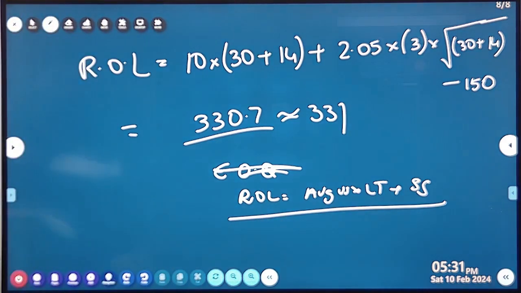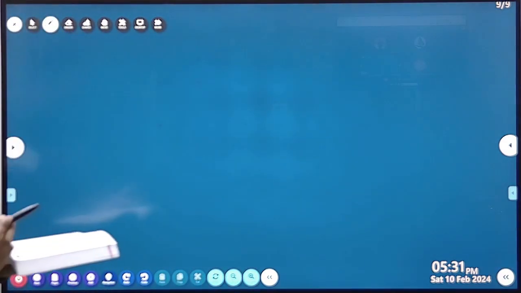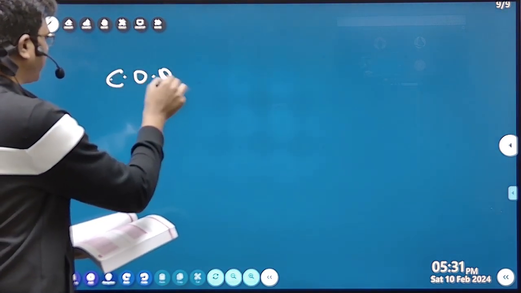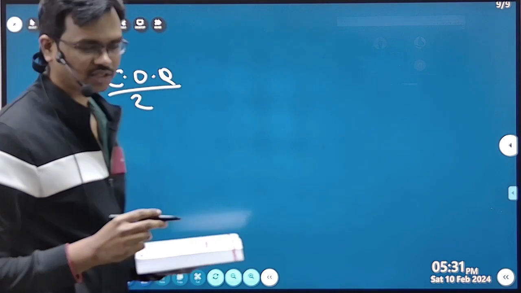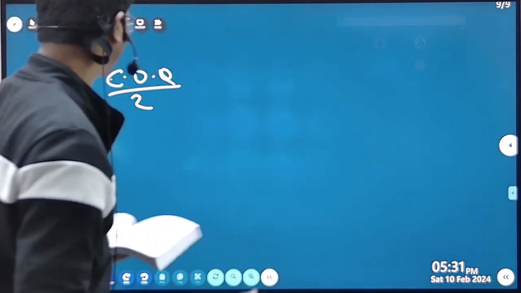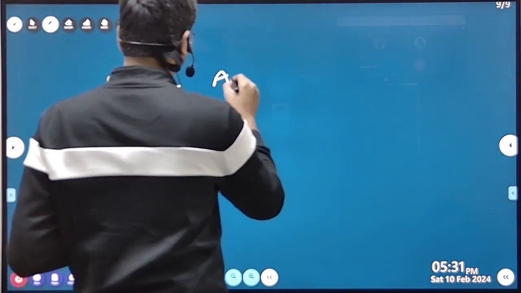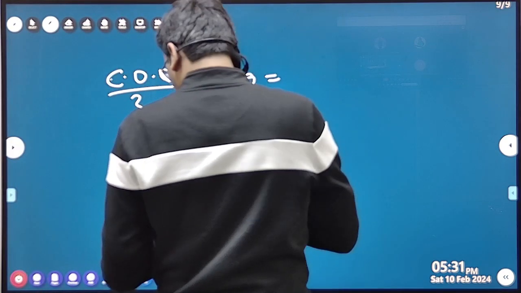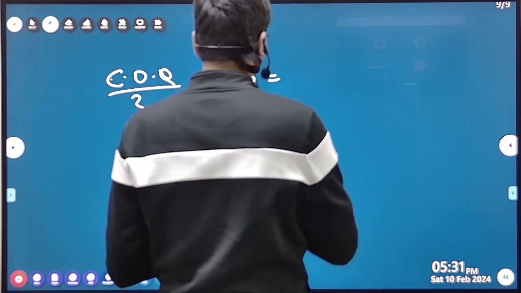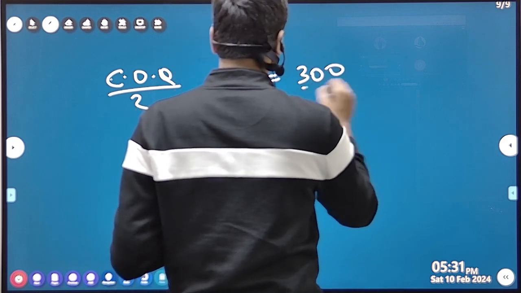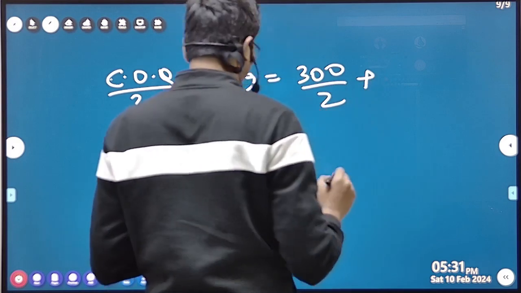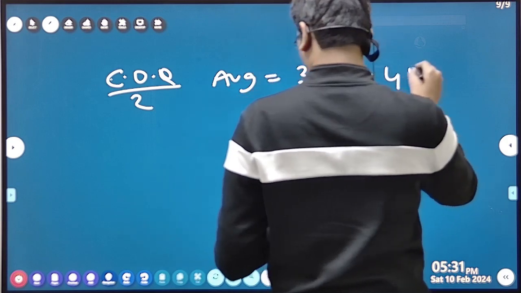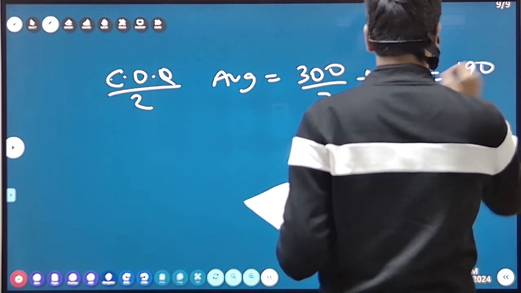Like we have seen while calculating the carrying cost, average inventory is nothing but EOQ by 2, because we are taking the assumption that initially the stock is 0, so closing minus opening by 2. The order quantity given is 300 units, so 300 by 2, plus you will always have a safety stock of 40 units. So it is 190.